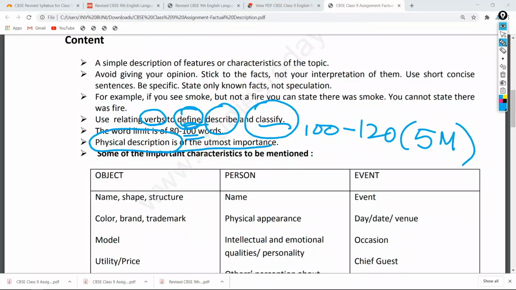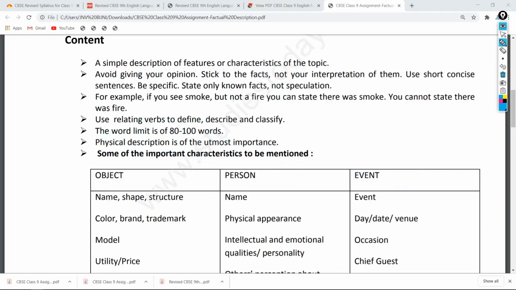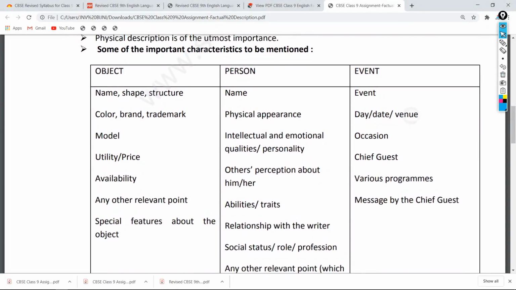Then let us continue. Some of the important characteristics or features to be mentioned. Characteristics means features or traits or peculiarities of the thing that you are going to describe, the event that you are going to elaborate, or the person that you are going to delineate, described with their features or their traits. Here we go. Some of the important characteristics to be mentioned.